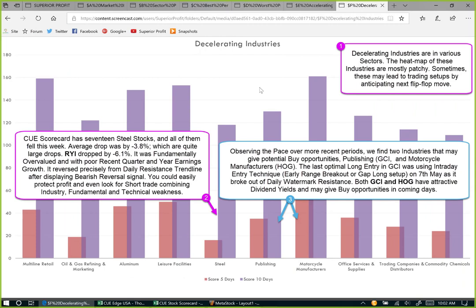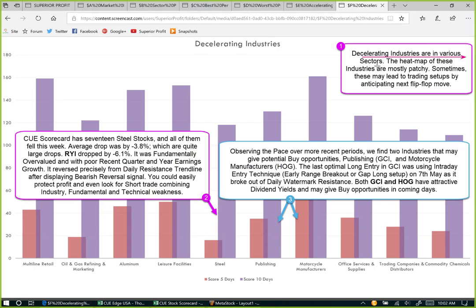Let's now look at the decelerating industries. These tend to be worst performers in subsequent weeks. However, sometimes looking at QH, the heat map, we may identify long opportunities also, or possible long opportunities. And that is the case this week. I will explain shortly.